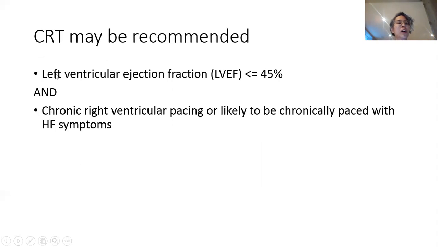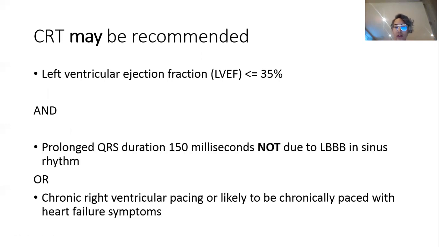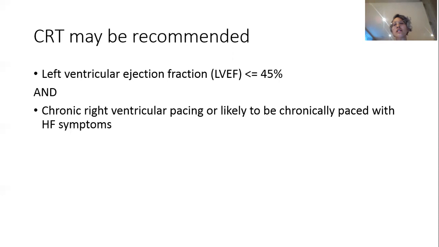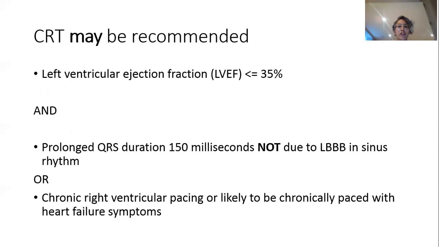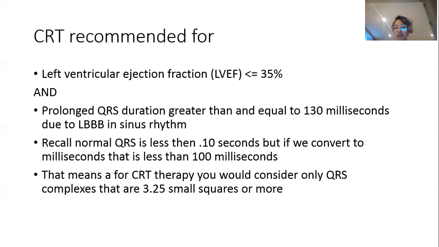And then here's another group of patients. So this is a left ventricular ejection fraction with worsening heart failure. So LVEF is less than, a little bit better than the 35, less than or equal to 45%, and chronic right ventricular pacing, or likely to be chronically paced, with heart failure patients. So this slide and the previous, remember, these are groups of patients where CRT may be considered, okay? They're not as strong an argument as the first slide, if I go back to, where CRT is recommended.